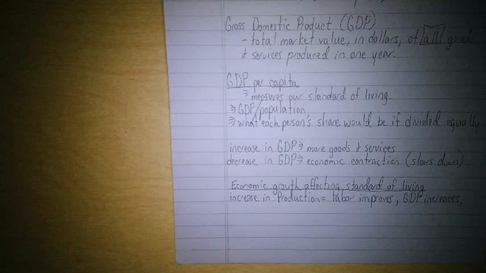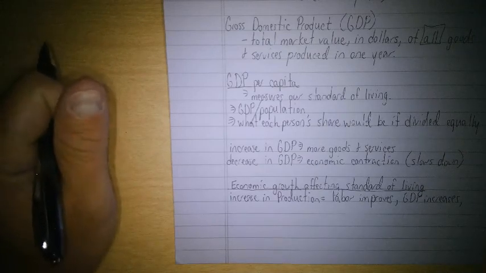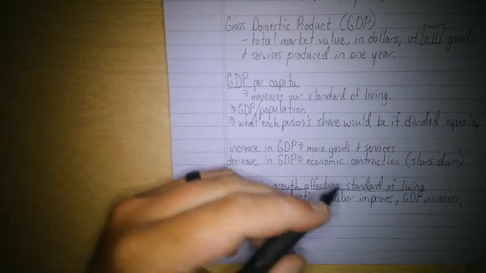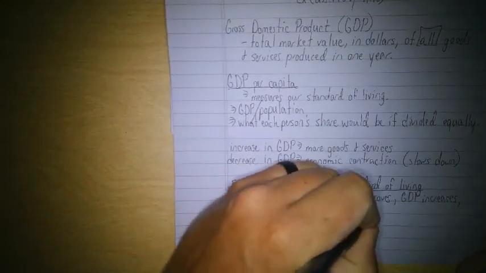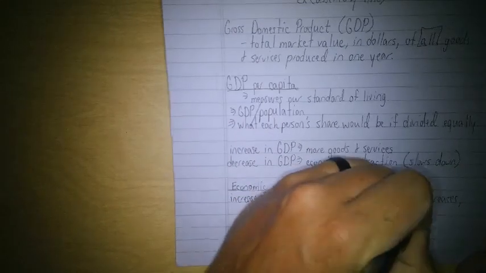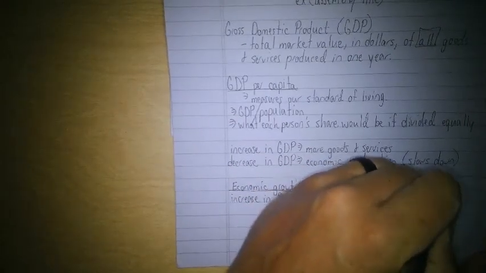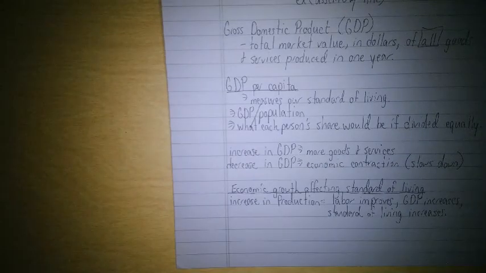So then what would happen to our standard of living? If we increase production, which increases labor, increases gross domestic product, then at the end of the year, when we divide the gross domestic product by the population, that number is going to be higher, right? So what happened to the standard of living? Did it increase or decrease? It increased. So our standard of living increases. Our standard of living increases. Okay?